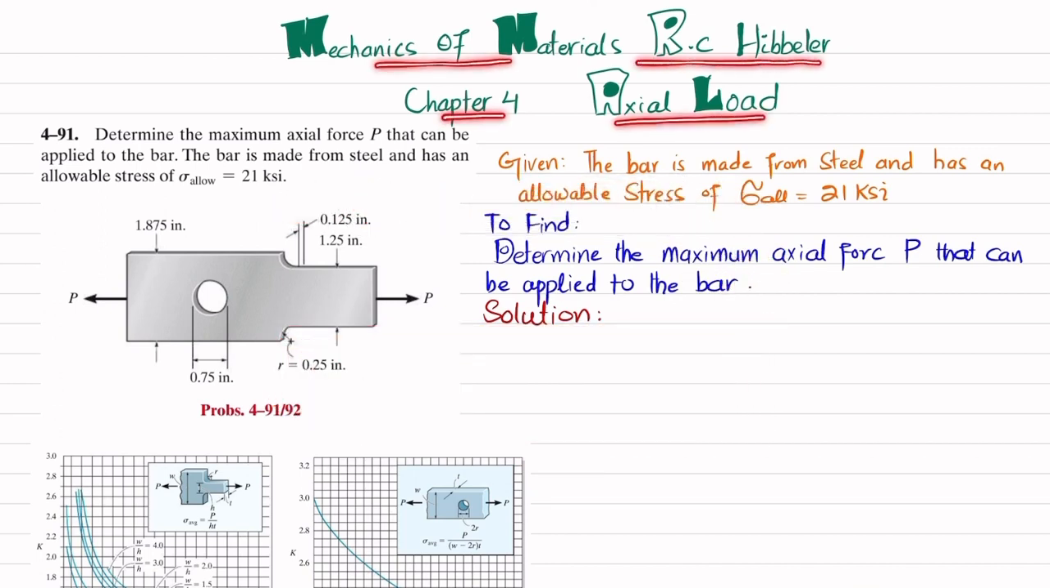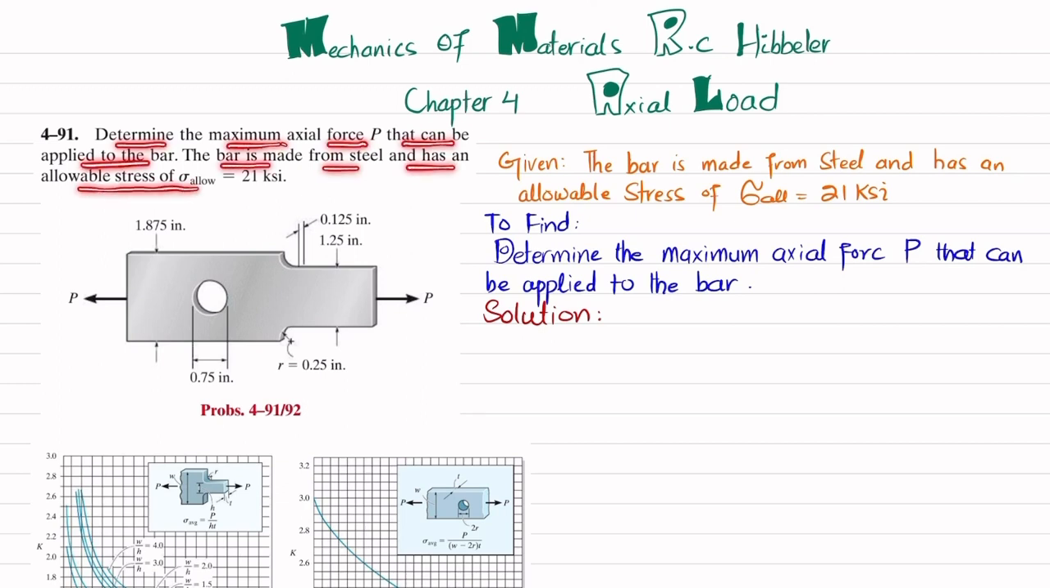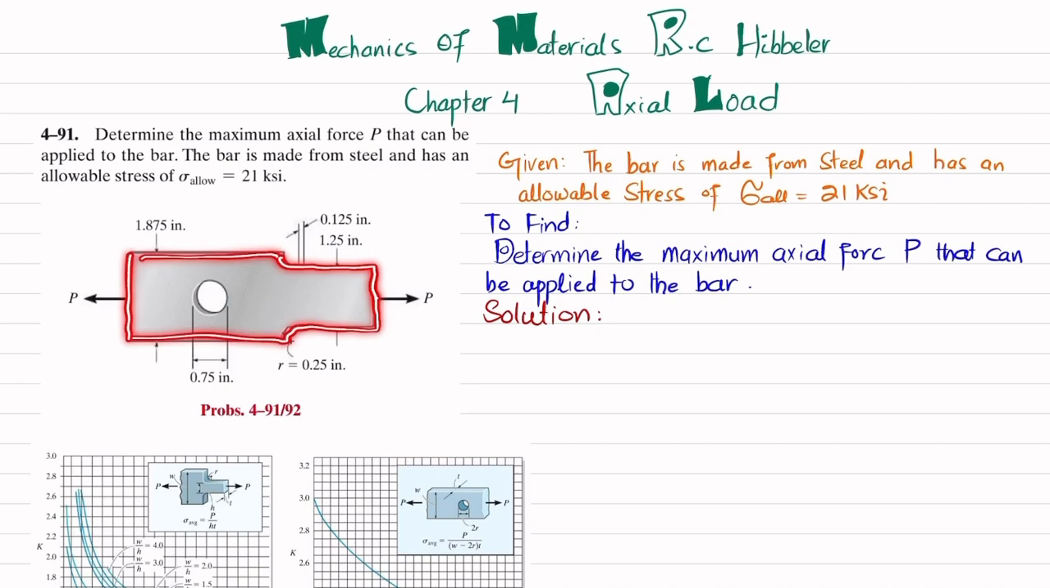Problem 4-91 is taken from chapter 4, Axial Load, of Mechanics of Materials by R.C. Hibbeler. The statement is: determine the maximum axial force P that can be applied to the bar. The bar is made from steel and has an allowable stress of 21 ksi. You can see the bar where a load P is applied. There is a hole in this bar as well as a fillet. All the dimensions are given.